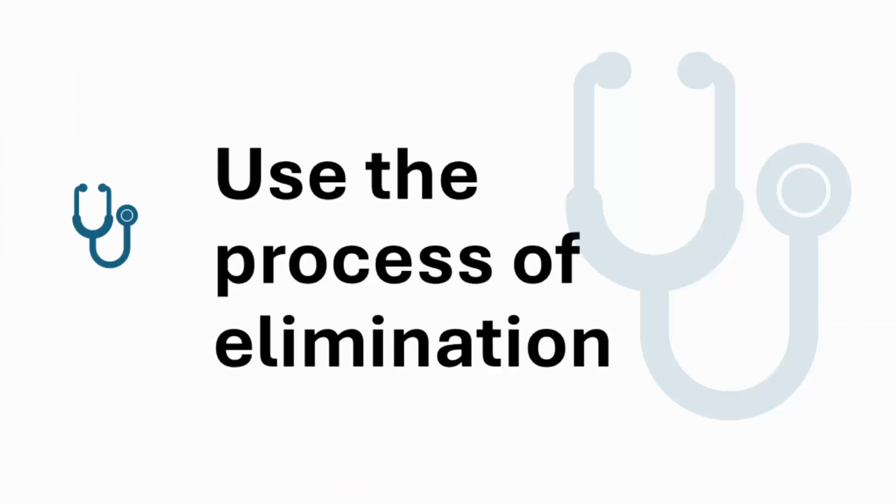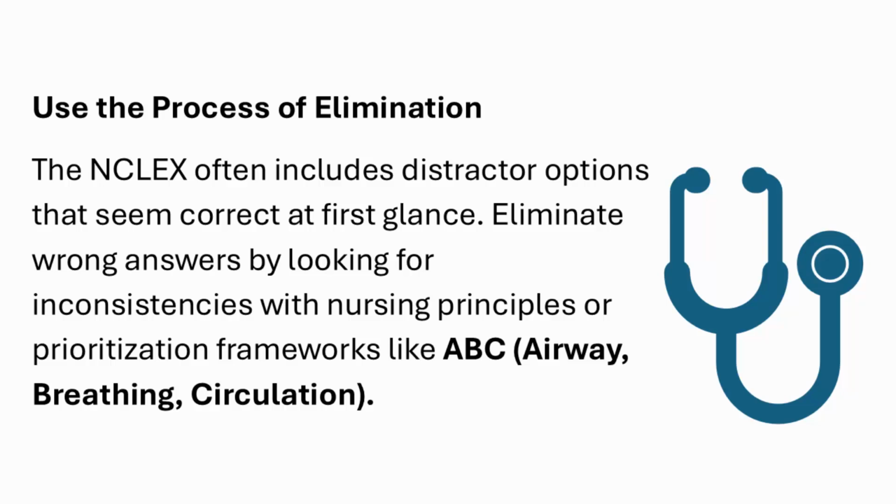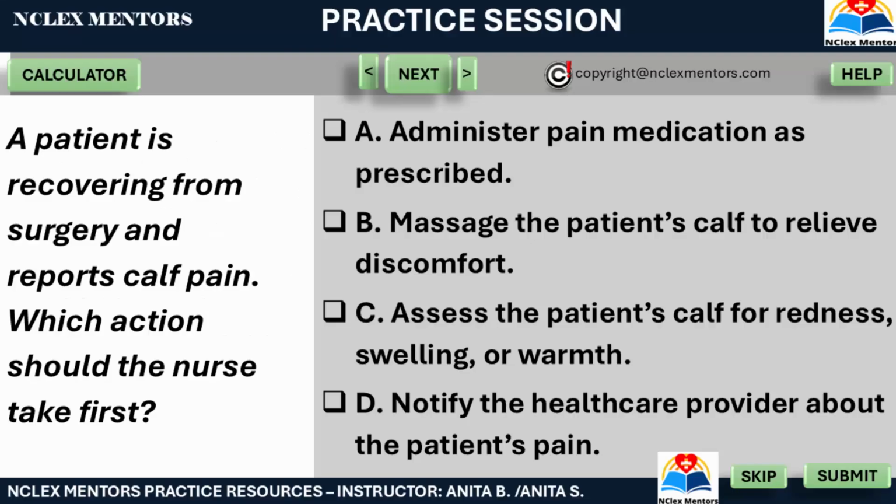Let's see another strategy. Use the process of elimination. The NCLEX often includes distractor options that seem correct at first glance. Eliminate wrong answers by looking for inconsistencies with nursing principles or prioritization frameworks like ABC: airway, breathing, circulation. Let's take an example. A patient is recovering from surgery and reports calf pain. Which action should the nurse take first?